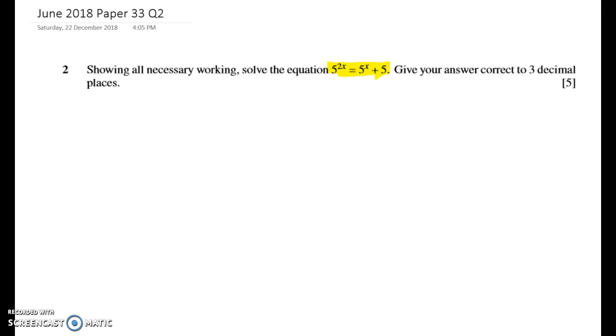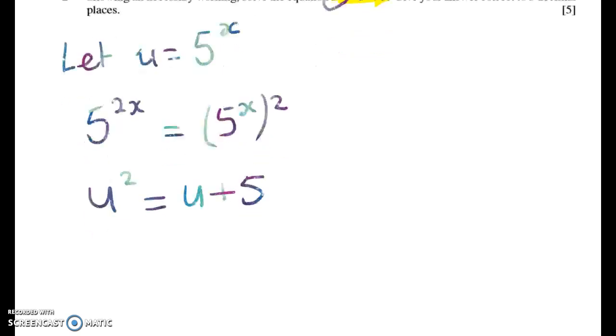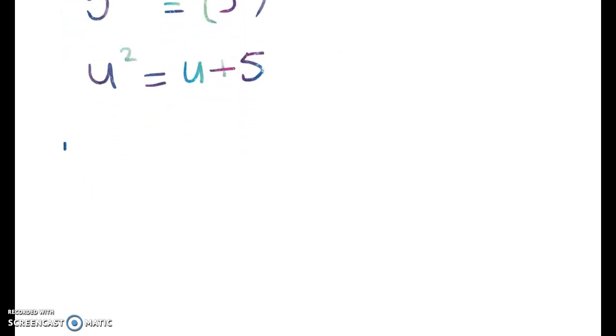So what you've got to spot here is that you've got a quadratic. The easiest way to proceed is to say let u equals 5 to the power of x. The reason I see that is because here I've got 5 to the power of 2x, which we can think of as 5 to the power of x squared, right? So if we rewrite it with that substitution, we get u squared equals u plus 5. So that takes me back to a straightforward quadratic.